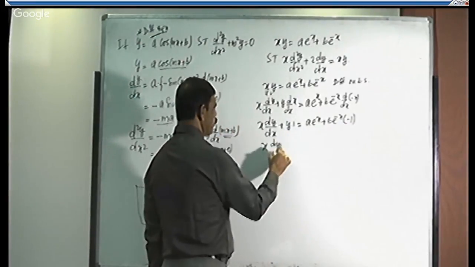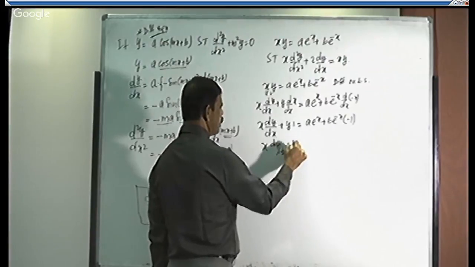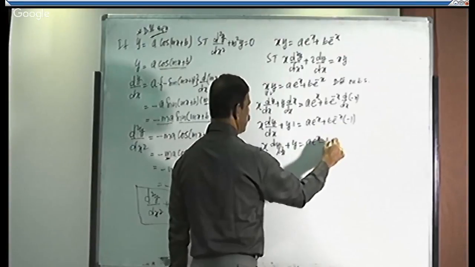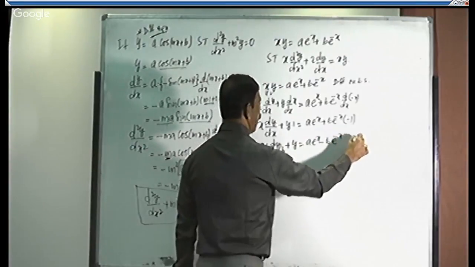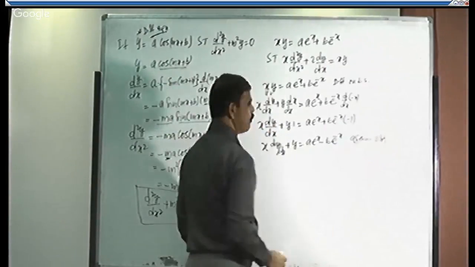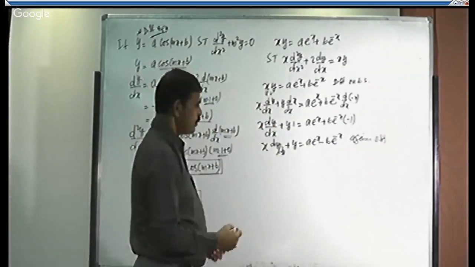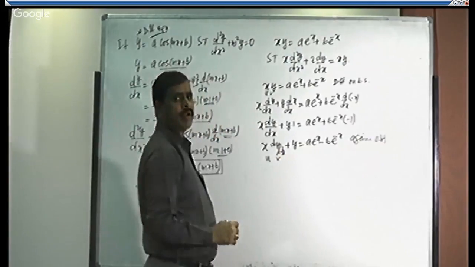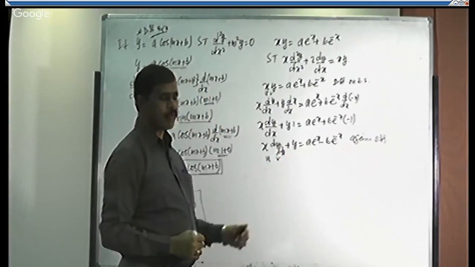y plus x dy by dx plus y is equal to a e power x plus x into minus b e power minus x. Again differentiate with respect to x. On differentiating on either side, again we have to differentiate on both sides.